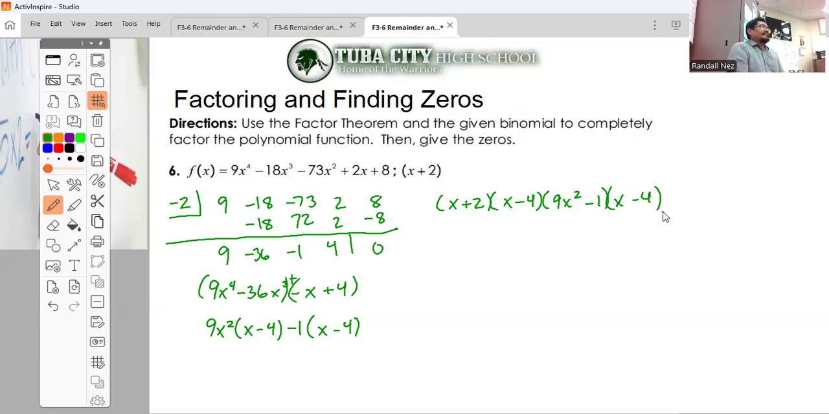All right, like this, right? Good. Hold on, there is something wrong here. What's wrong? Yeah, there you go. There's 2x minus 4.